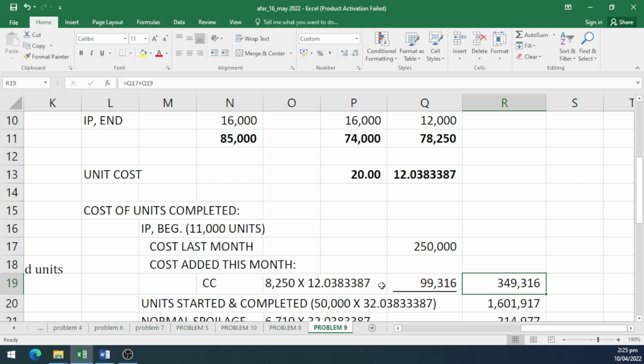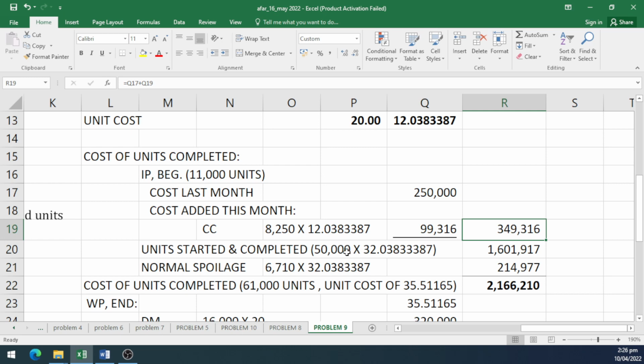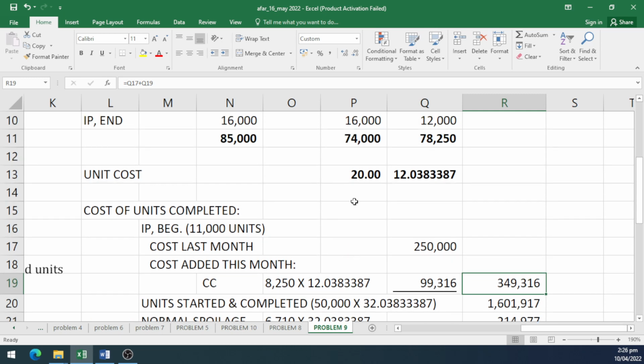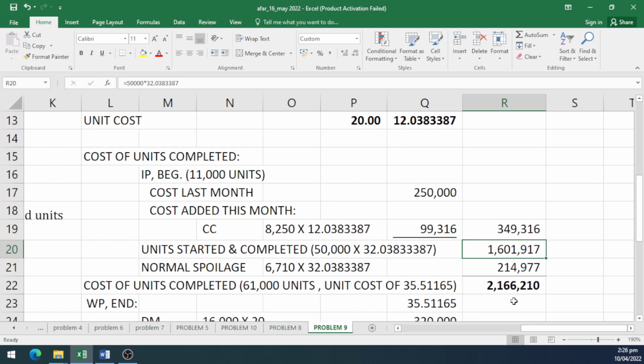Strictly speaking, that 349,316 is the cost of the 11,000 units. The cost of units completed from the units started, 50,000, multiply by 32.03833387, will be 1,601,917. Strictly speaking, that is the cost of the 50,000 units. But we are not using strict FIFO, we are using modified FIFO.